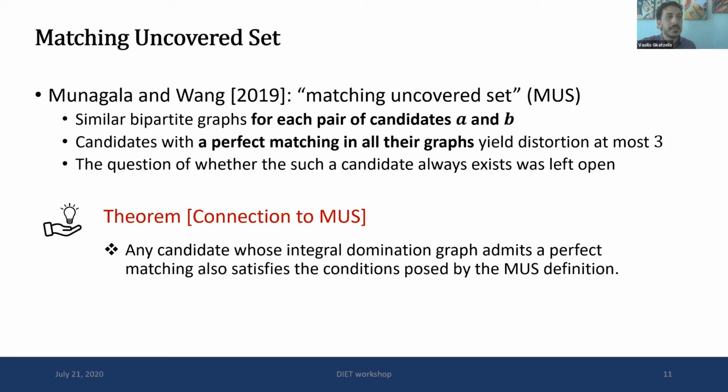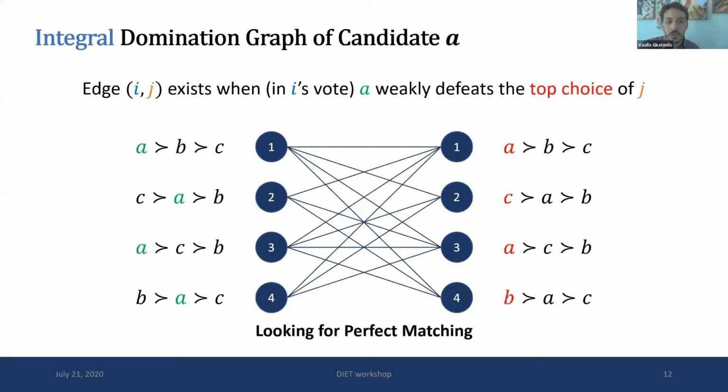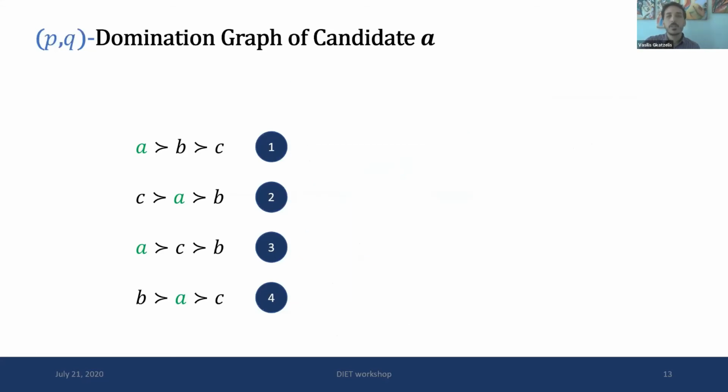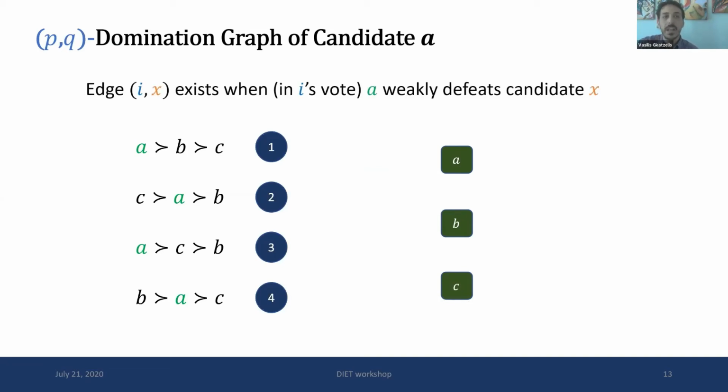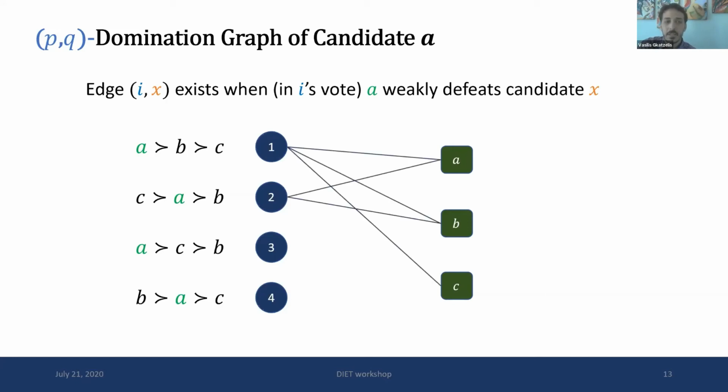But I argued that our lemma is actually stronger than it initially appears. So at the risk of losing some of you, let me try to explain how much stronger our lemma is and what other implications it might have. First of all, this was our integral domination graph for a candidate A. Now, what we actually use for the ranking matching lemma is a PQ domination graph, where the vertices on the left are still the voters, but the vertices on the right are now the candidates. An edge (i, X), where X is a candidate, exists when in i's vote, A weakly defeats candidate X. That's actually easier to find: you just look at which candidates A defeats in the voters' rankings and create those edges. Again, more edges imply that the candidate at hand, in this case candidate A, is more appealing.